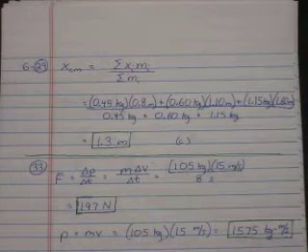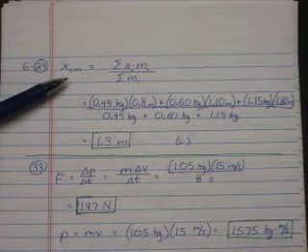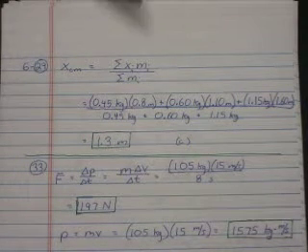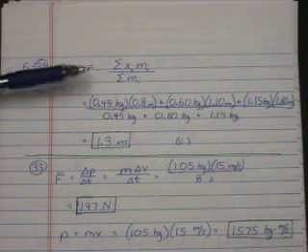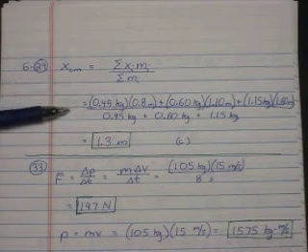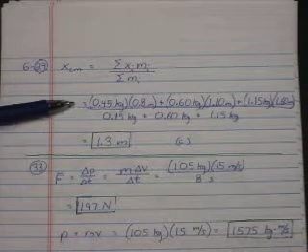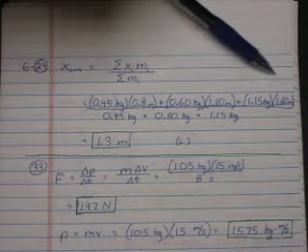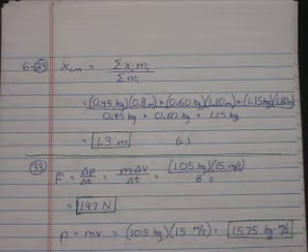Starting with number 29, it's a center of mass problem. Here's the formula for center of mass. It's the sum of every mass times its position divided by the sum of the masses. So we plug in the numbers for each mass, the first one, the second one, and the third one. Divide by the sum of the masses and get 1.3 meters.